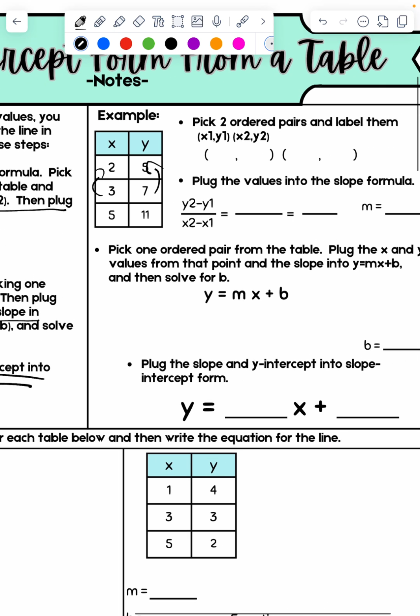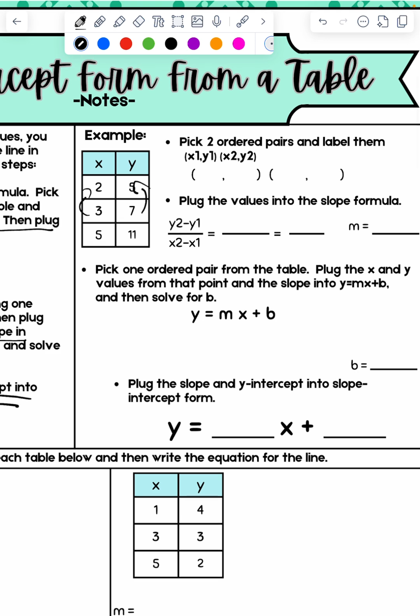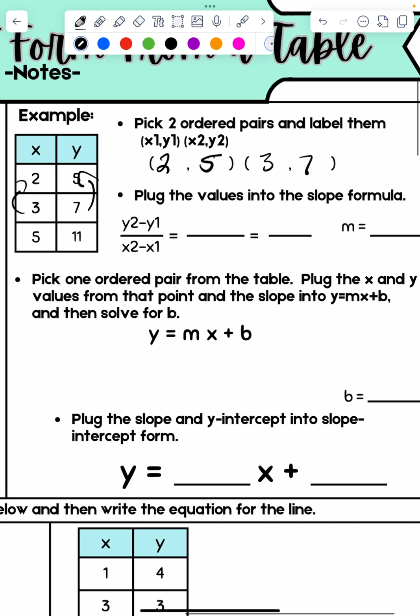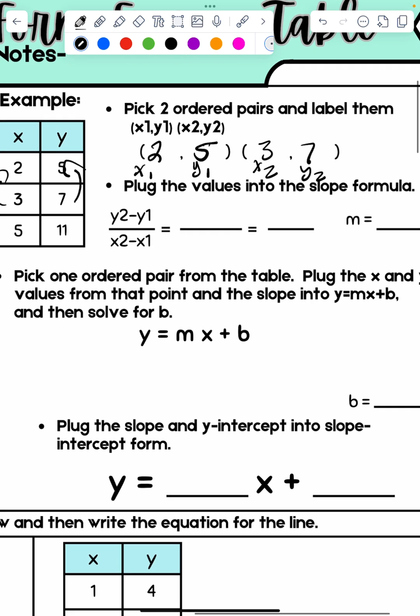All right, so here's our first thing. It wants us to pick two coordinate pairs. So I'm going to pick 2, 5, and I'm going to pick 3, 7. In algebra, we have what we call a formula that says x1 is your first x coordinate, y1 is your first y coordinate, x2 is your second x coordinate, y2 is your second y coordinate. So we're going to plug that in.